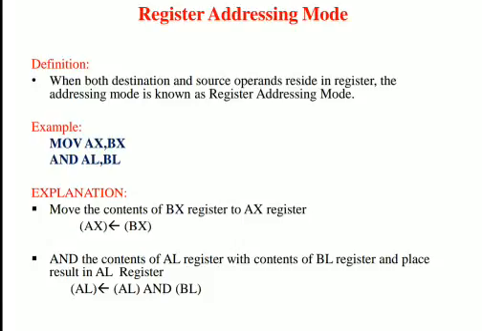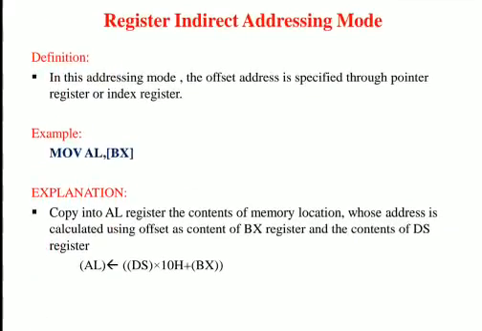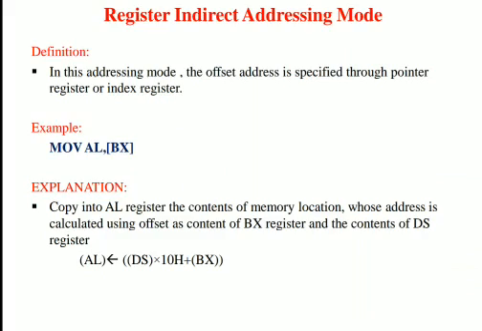The next addressing mode is register indirect addressing mode. In this addressing mode, the offset address is specified through a pointer register or index register. That is, the pointer registers are base pointer or base register. The index registers are source index or destination index registers. All are 16-bit registers. They can be used to tell about the offset address.